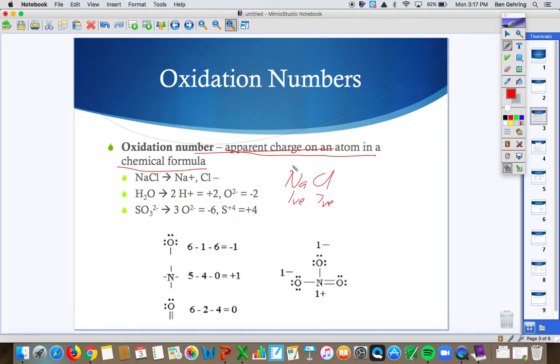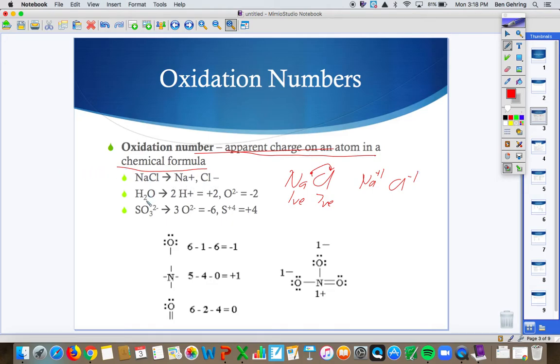Remember the octet rule. For sodium, it's easier to lose 1 than it is to gain 7, so it's going to lose this 1 valence electron. Chlorine has 7. It needs to gain 1 or lose 7. Easier to gain 1. So this lone valence electron is going to float over and join chlorine. Because sodium loses 1, it's going to have a positive 1 charge, and because chlorine gains an electron, it's going to have a negative 1 charge. So sodium is positive 1, chlorine's negative 1.